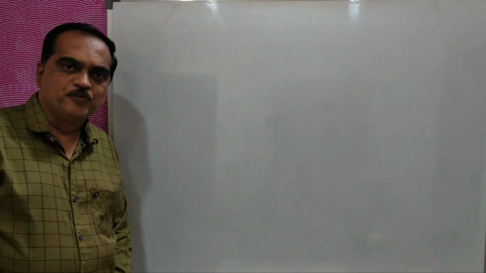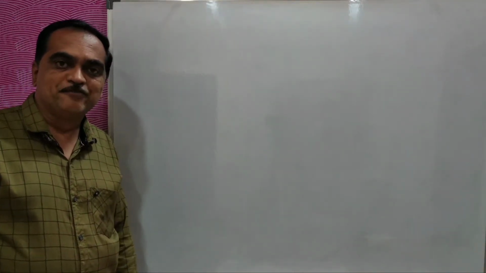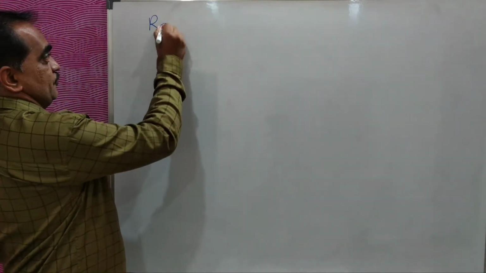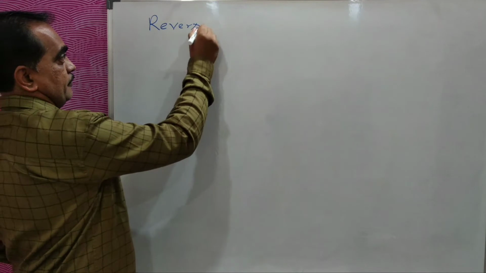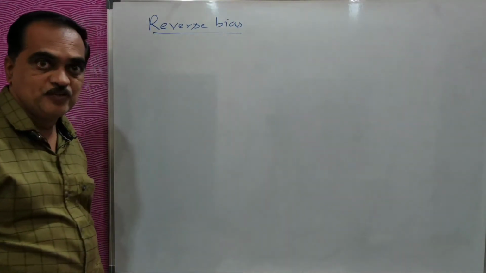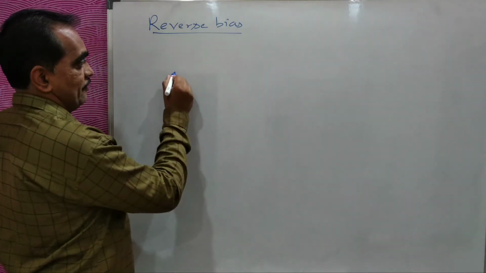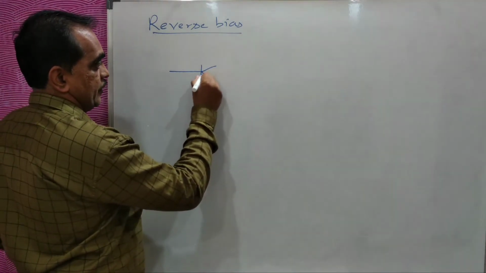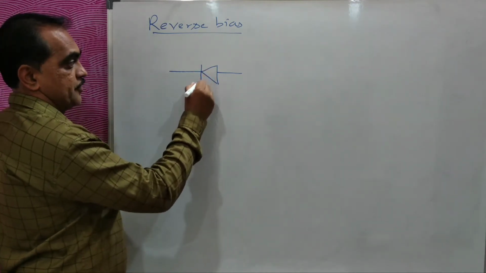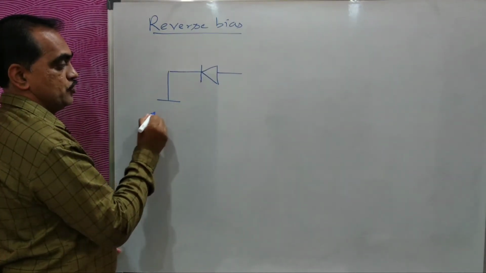Next students, we will see what we mean by reverse bias of a semiconductor diode. So next we will see what is reverse bias. Now in this circuit, the diode should be connected such that the negative of the diode, that is the bar, is connected to the positive of the battery.